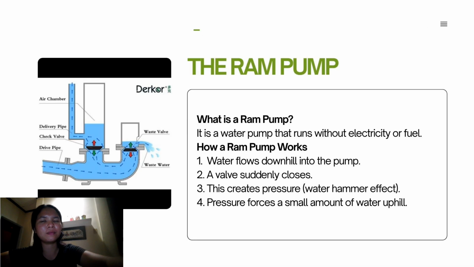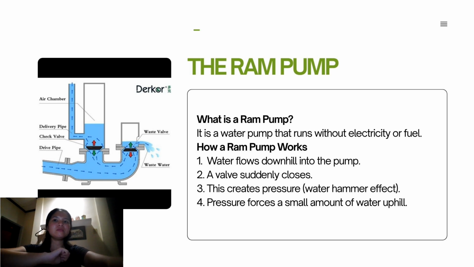Ram pump. Mao ni ang parts sa ram pump: air chamber, delivery pipe, check valve, drive pipe, waste valve, and wastewater. Mao ni ang process niya. Mao ni naa sa arrow. And then mao ni dira mogawas ang tubig sa wastewater.